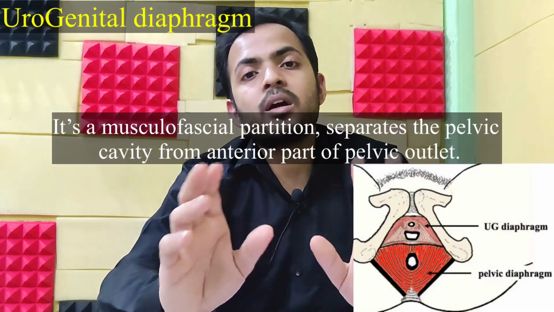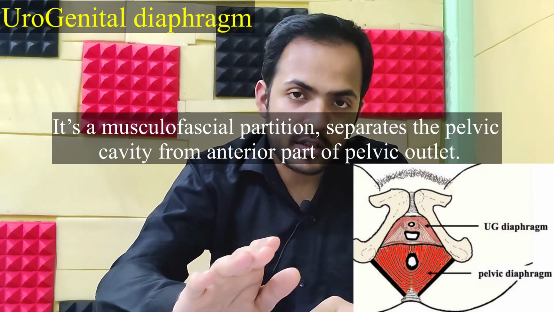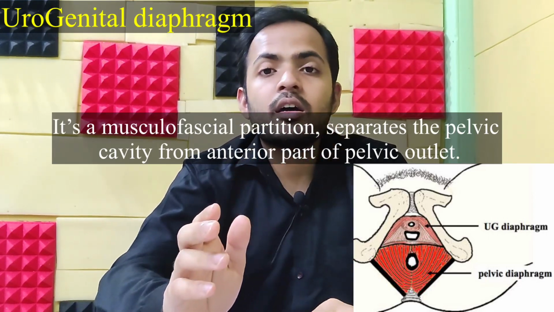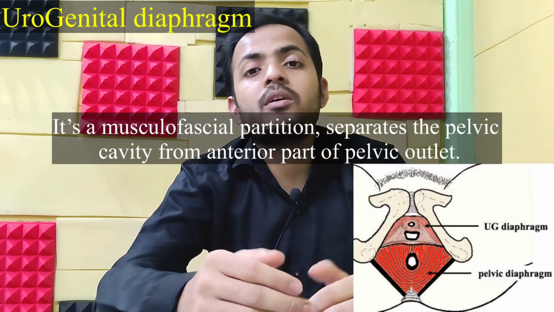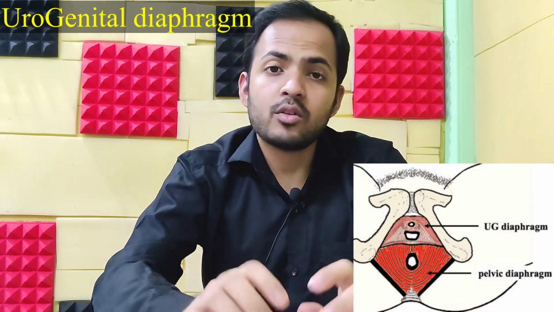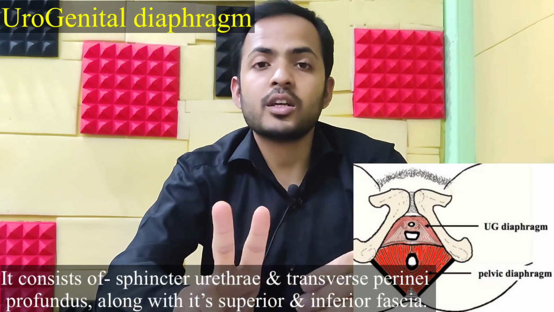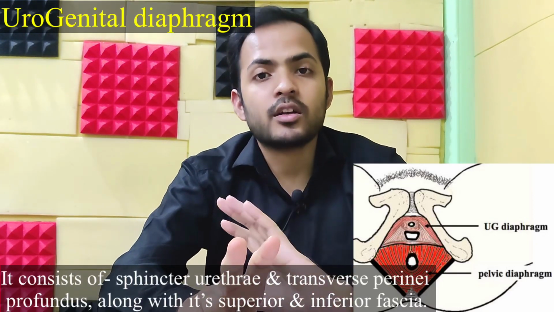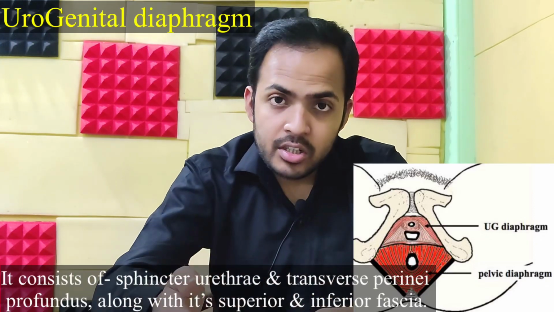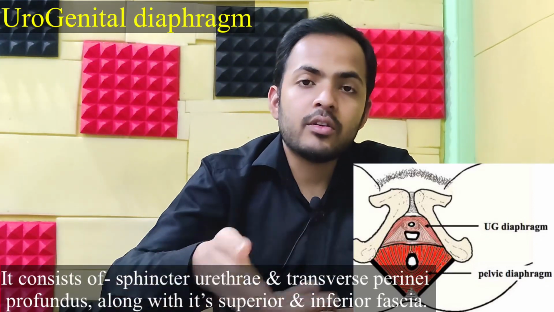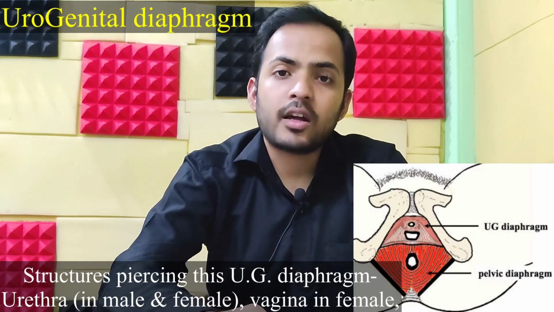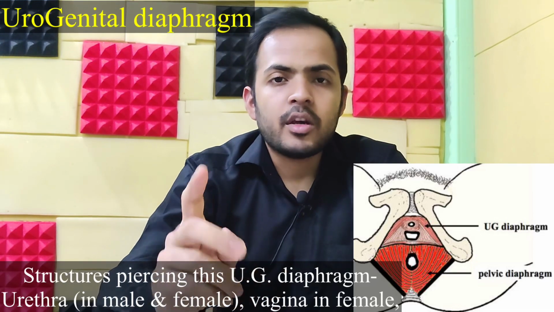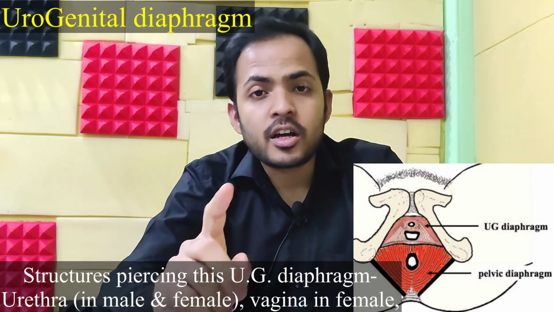And now the urogenital diaphragm. So it's basically a muscular fascial partition which separates the pelvic cavity from the anterior part of the pelvic outlet. It consists of two muscles, sphincter urethrae and transverse perineae profundus, along with its superior and inferior fascia. Now, what are the structures piercing this urogenital diaphragm? Urethra in male and female, and additionally the vagina in female.